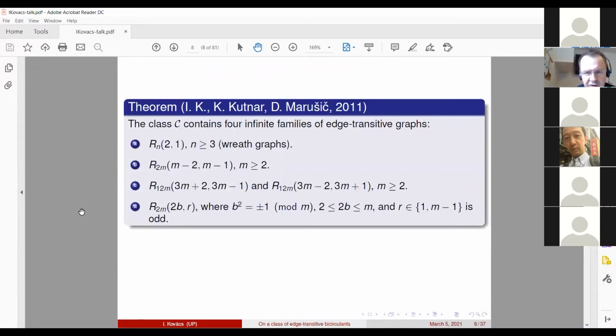The classification of H-transitive rose window graphs was given by Claudia Kutner, Dragan Marušić, and myself in 2011. And in that case, we have infinite families. In fact, we divided the graphs into 4 infinite families. So this is much different from the 3-valent case.